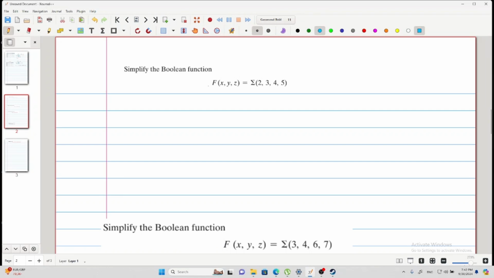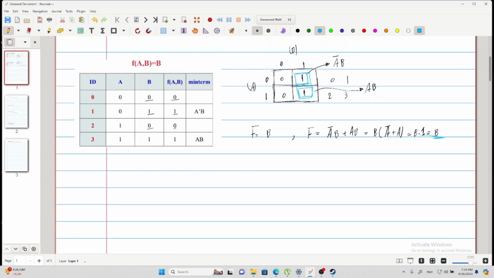So now, first, I would like to explain what this is. This is another way of representing the function itself. This notation means that it is the minterms of the function. Minterms mean that when this is 2, it means that the value of the function is going to be 1, not 0.